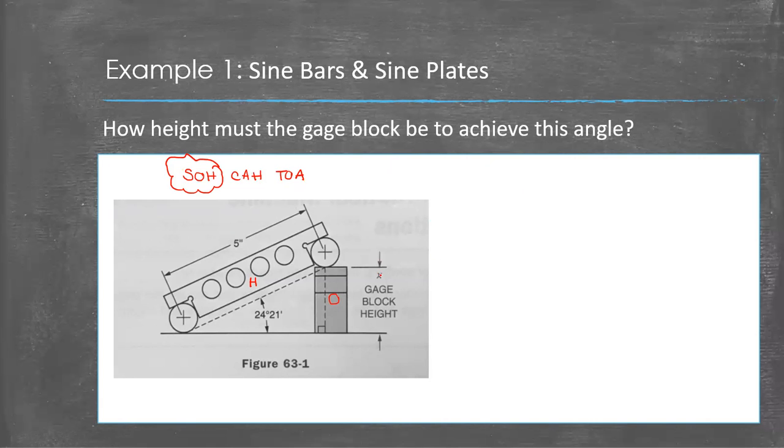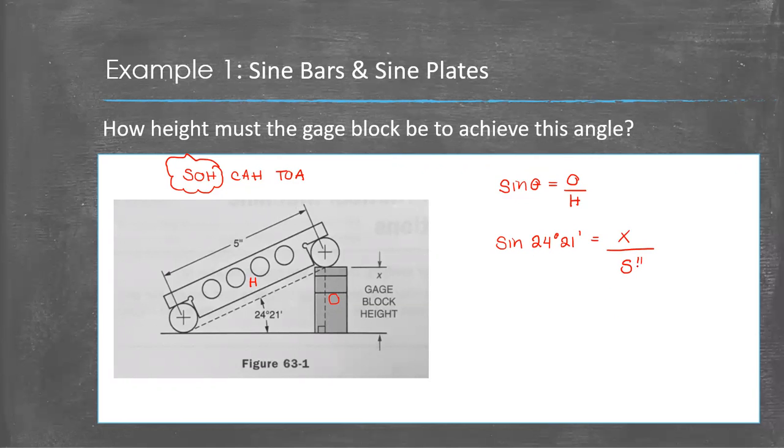So in order to find the height of gauge block, the gauge blocks here are height x, we're going to put the information from our triangle in. The sine of our angle is equal to opposite over hypotenuse. Filling in the information, the sine of the angle, 24 degrees, 21 minutes, is equal to x divided by 5 inches.